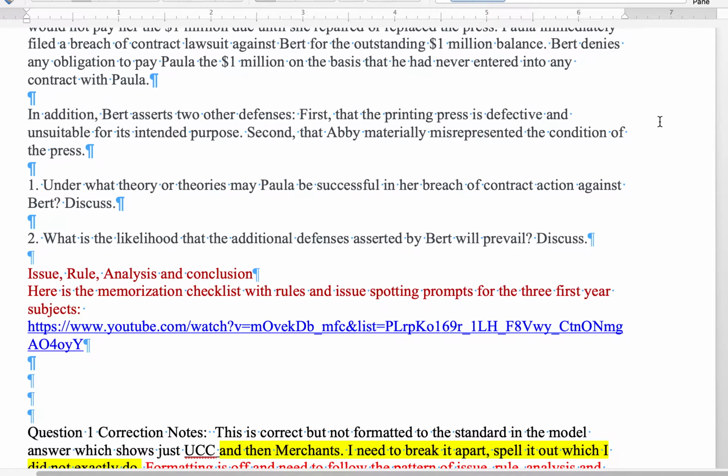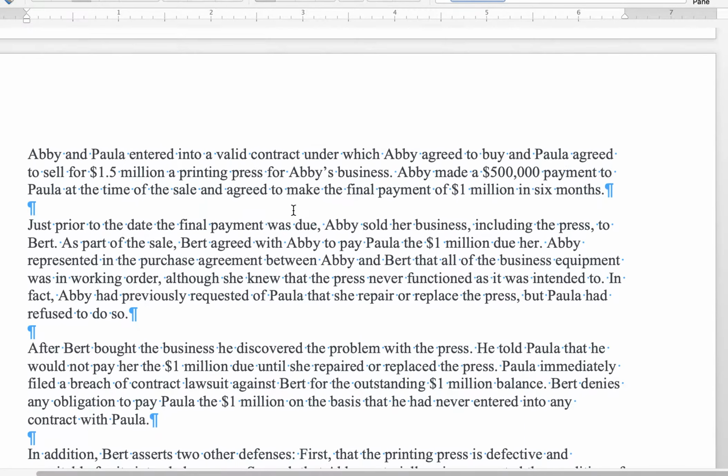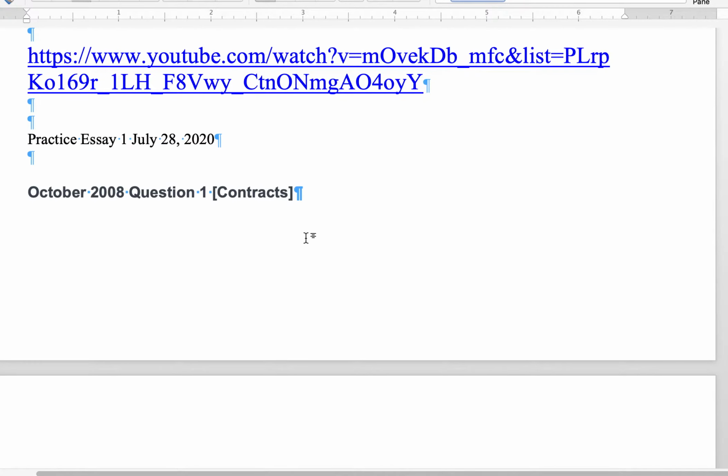Now remember, IRAC is issue, rule, analysis, conclusion. Your issue needs to have the rule of law named in it, and then a definition of the rule, and then an analysis. So you want to synthesize everything together, and then you want a conclusion. You want to break apart the facts. So remind yourself you're following a pattern with each section.